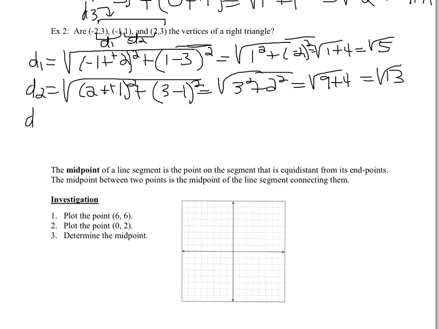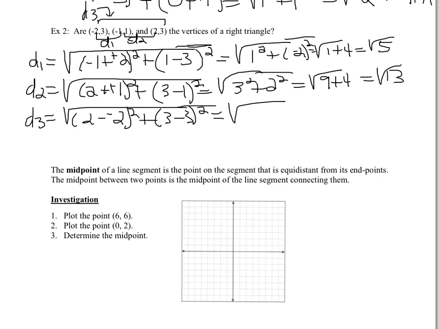So for distance 3, I'm going to do, for my x's, 2 minus negative 2 squared plus 3 minus 3 squared. So that would give me the square root of 4 squared, because this would be plus a positive, plus 0 squared. It's okay that that's 0. It's basically going to give me the square root of 16, or just 4.